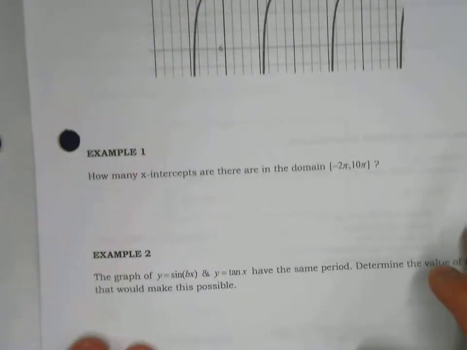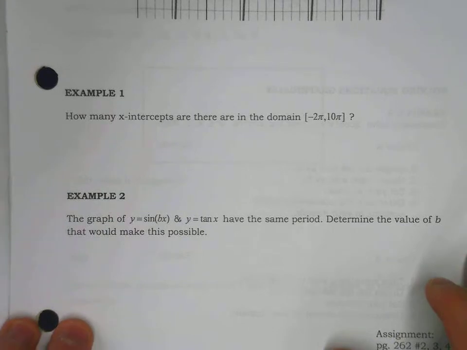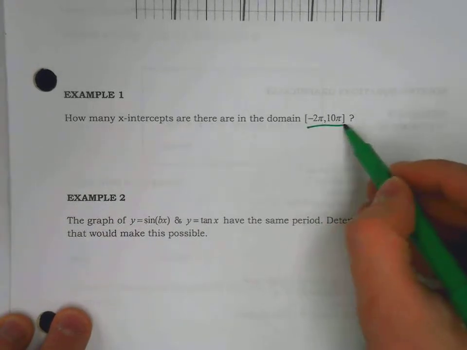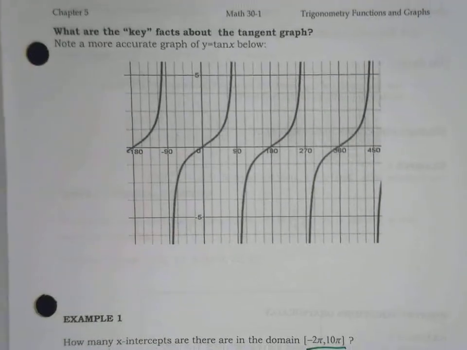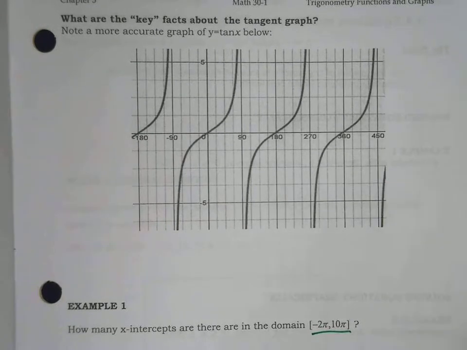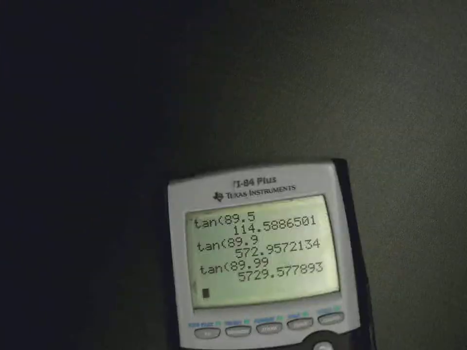So questions that we really get asked, because we're not going to do any transformations, are a little bit more about characteristics. Questions like, how many x-intercepts are there in a domain of negative 2 pi to 10 pi? Which you might look at and say, oh, in radians it's a little bit extra tricky. Where is 10 pi? Now it is important to know that you can also do this on your calculator.